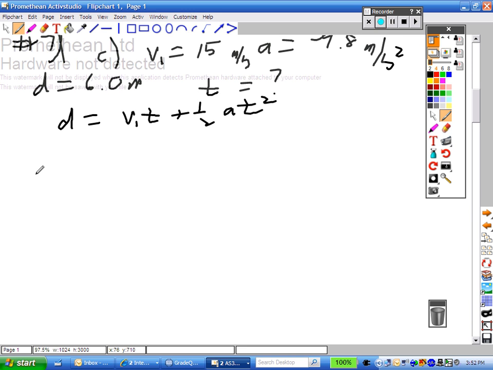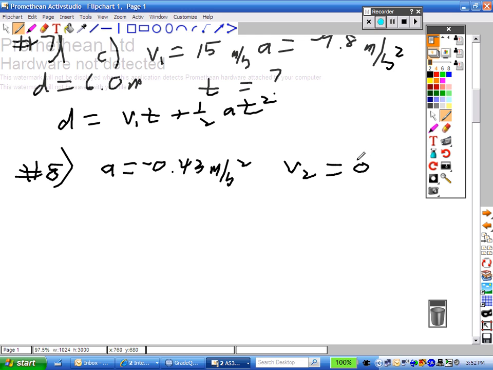One more hint, and then others can be attacked by you. How about number 8? If you look at number 8, there's Beth and Rosa. Okay, so as you see, we tell the acceleration, that's negative 0.43 meters per second squared. Why is it not positive? Because you're slowing down. The final velocity when you stop is 0. The displacement is 85 meters, and the T is the thing we wish to solve for.